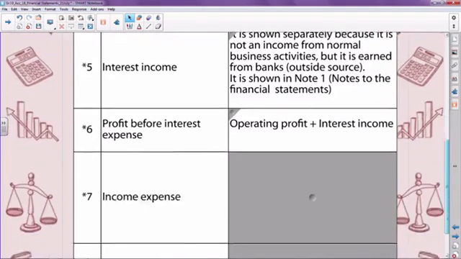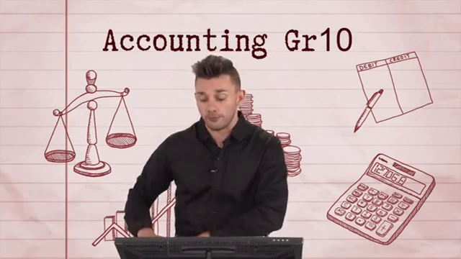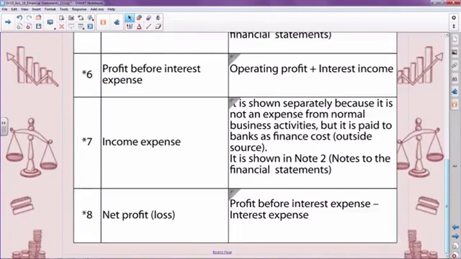And then your expenses, it is shown separately. Remember, all your interest expenses need to be shown at the bottom of your income statement. And then the last one, your net profit, very easy. Your profit before interest expense minus your interest expense.